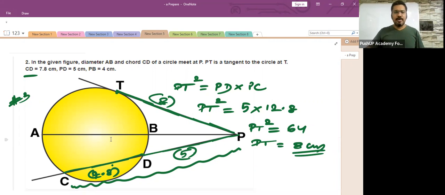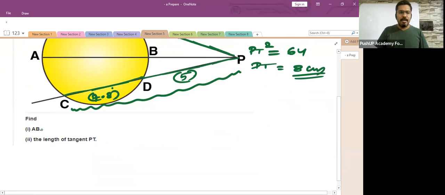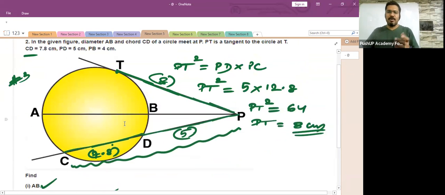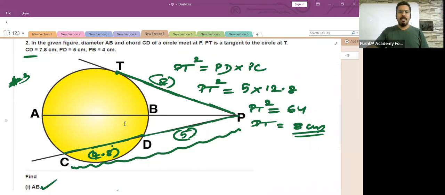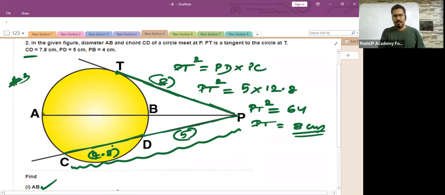They were asking us to find the value of AB. They had also asked us to find the length of tangent PT. That we already found, children. Even though it was a second sub question, we solved it in the very first attempt. PT is equal to 8. Now they are asking us to find AB. What is AB here? Diameter, right? This is what we have to find. I'll just label it as x.